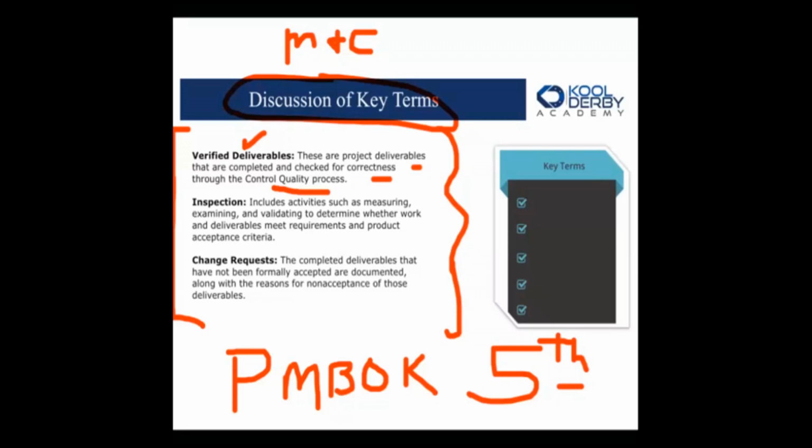Okay, now inspection includes activities such as measuring. Inspection is a word, a definition you have to know because it's going to come up on the exam. Measuring, examining, and validating to determine whether work and deliverables meet requirements and product acceptance criteria. So look at the word measuring. Measuring means that someone goes and does some kind of inspection, some kind of examination of, hey, is it doing what it's supposed to be doing? Let me inspect before we get it over to the customer, because we want to make sure we're proactive.